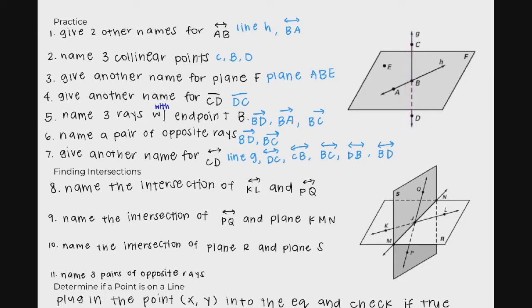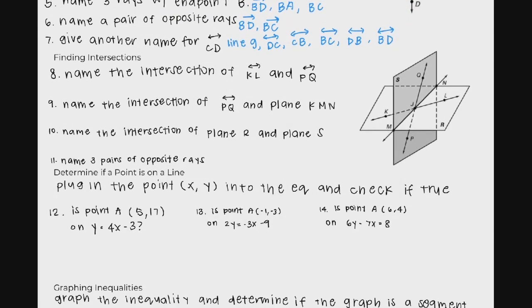Okay, this next section is about intersections. Name the intersection of line KL and PQ. So when two lines intersect, they're going to intersect at a point. So for this problem, we're looking for where KL, which is right here, is going to intersect with PQ. So if you look, the common point is J. So they would intersect at point J.